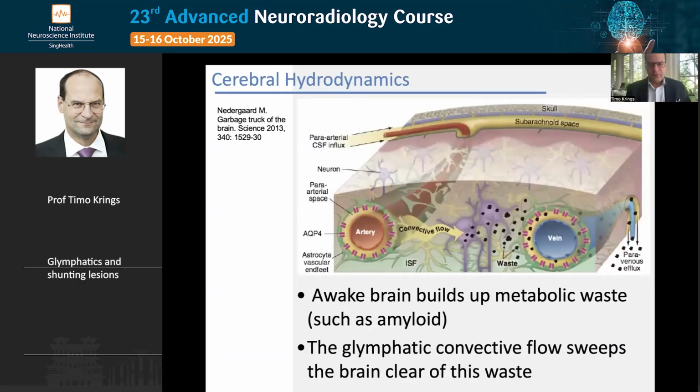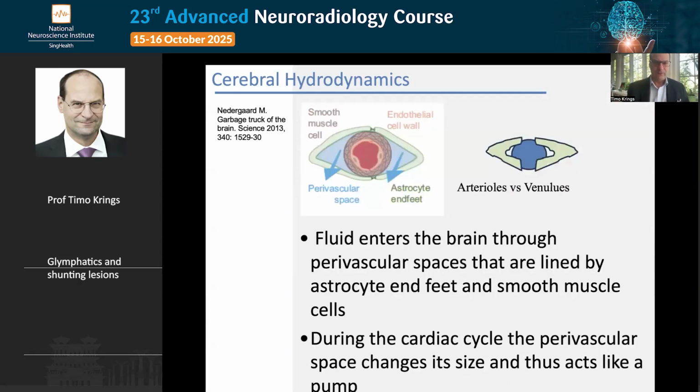As you've heard in the previous talks on the glymphatic system, and I have to commend Professor Key for having this really new and very exciting topic in the ANRC this year. The glymphatic system is kind of the garbage truck in the brain. It transports, either through convective or diffusive flow, waste products, in particular amyloid, from the periarterial into the perivenous space and therefore removes it from the brain interstitium.